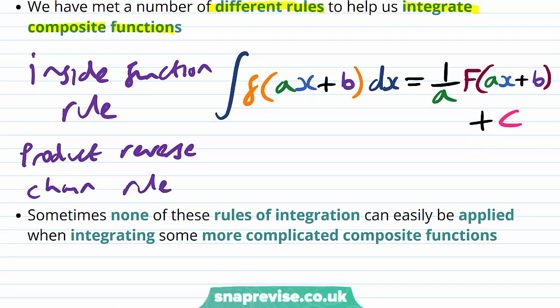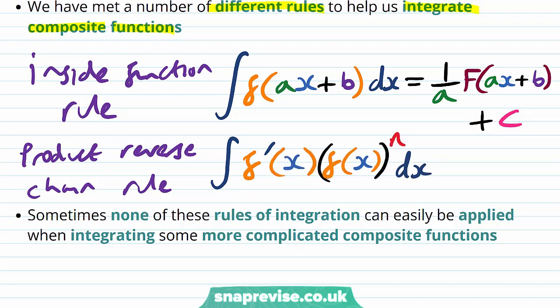There is also the quotient reverse chain rule, but for now, the product reverse chain rule is that if we have a function f and we have the derivative of f multiplied by f of x to some power, say power n, then this is equal to f of x to the power of n plus 1 divided by n plus 1. And as always, we have our plus c.